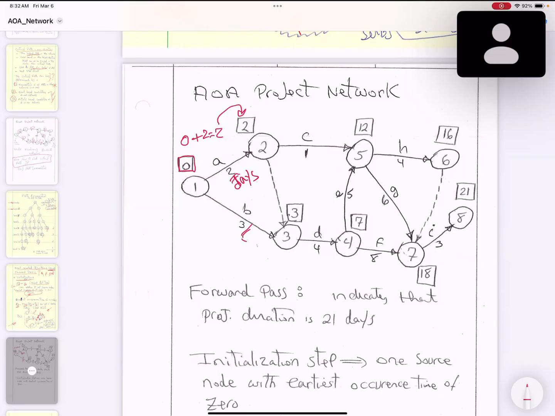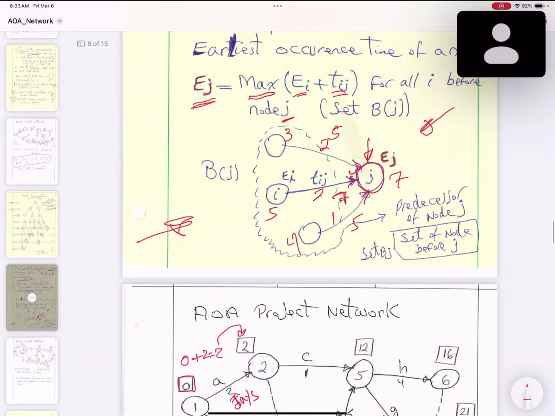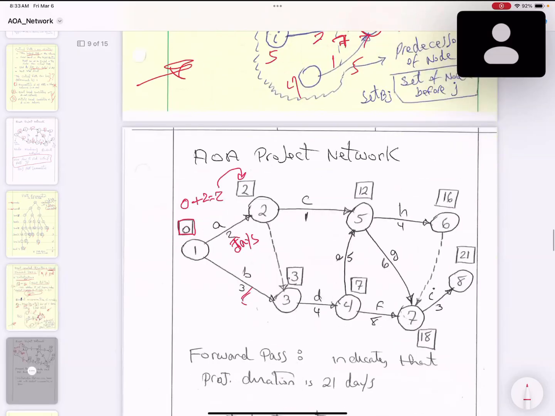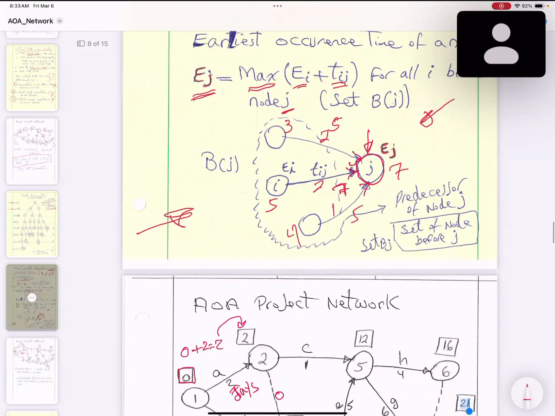Which node are you going to go to after node number 2? Number 3. How early can you start node number 3? Again, you use this formula: E sub i plus T sub ij of all the predecessors. So how many arcs are coming to node number 3? One comes from this node, where the duration for the dummy is 0. The duration for this one is 3. There are two, so you pick the maximum. You basically follow this formula here.